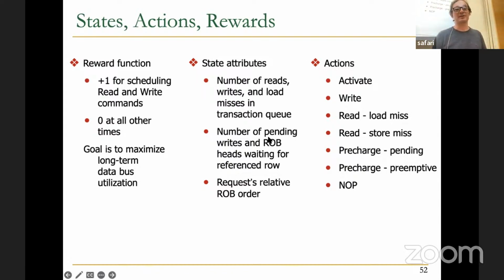And also a number of reorder buffer heads. Reorder buffer is the instruction ordering structure in each core, and the oldest instruction is referred to as reorder buffer head. And basically, this counts the number of oldest instructions in each core that are waiting for the reference row. So if 4 cores are waiting for the reference row, that row is probably important. And this indicates that maybe you should do something special in your scheduling for that row. If 0 is the number that's waiting for that row, maybe that row is not that important.